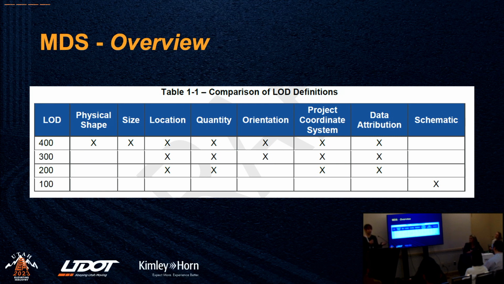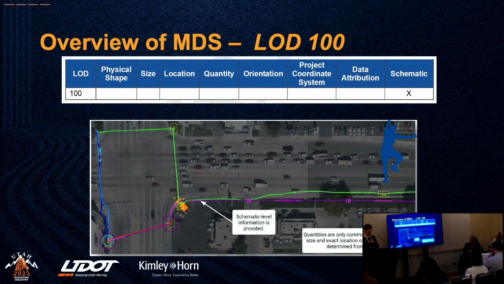They're maybe not here today, so they needed something a little bit simpler. This chart communicates pretty well the differences between them, so I'm just going to zoom in and go through each of these. So LOD 100 is our lowest LOD.